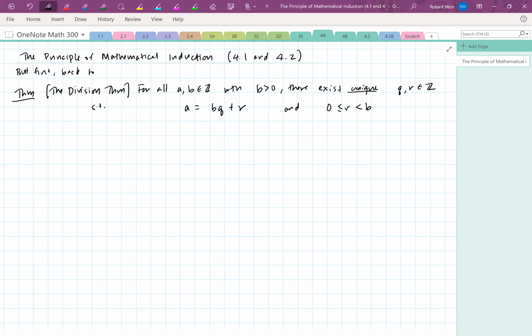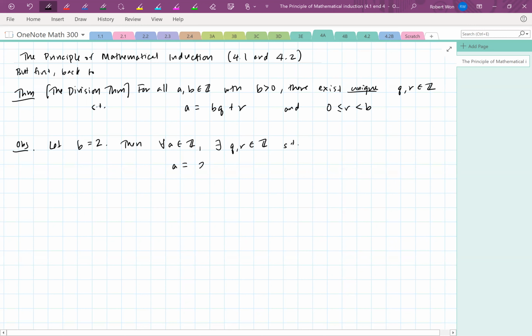So this just says that you can always divide a by b and get a unique quotient as long as you impose that the remainder is small enough. So that's the division theorem, but let me just make an observation. Let's let b equal 2. If we let b equal 2, what does this say? This says that for every integer a, for every a in Z, there exists a unique q and r in Z such that a is equal to 2q plus r, where r is between 0 and 2. In other words, r is 0 or 1.